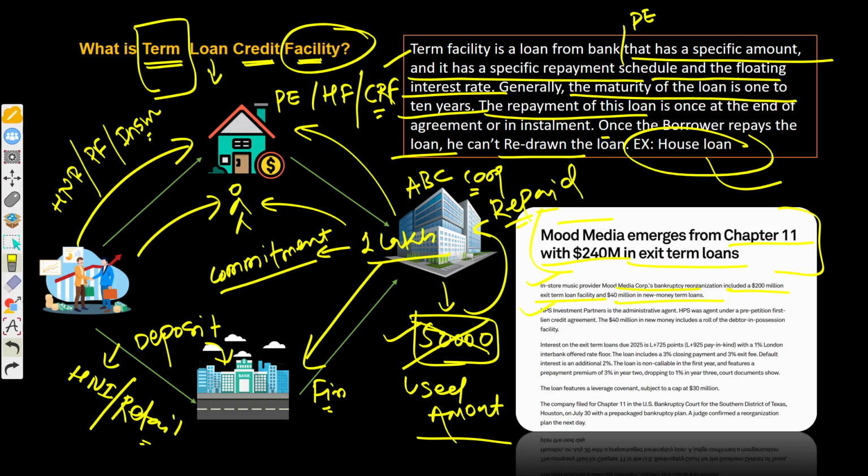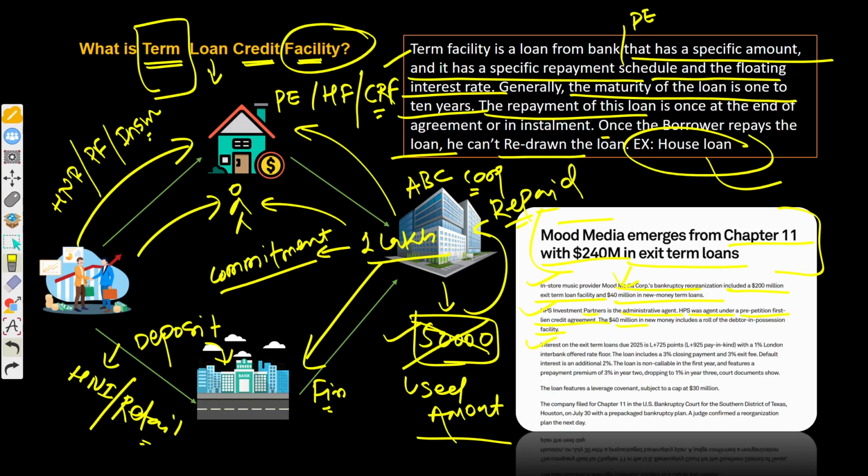HPS Investment Partners, of course a credit investment or PE fund, is the administrative agent, and HPS was the agent under the pre-petition first lien credit agreement. So it means that institution offered funding to Mood Media, and the $40 million in new money includes a roll-up of the debtor-in-possession facility. All right, so there are different partners who have offered loan facilities to this institution, but now this institution has gone bankrupt, and they are looking for funds to reorganize, meaning to rebuild their organization.